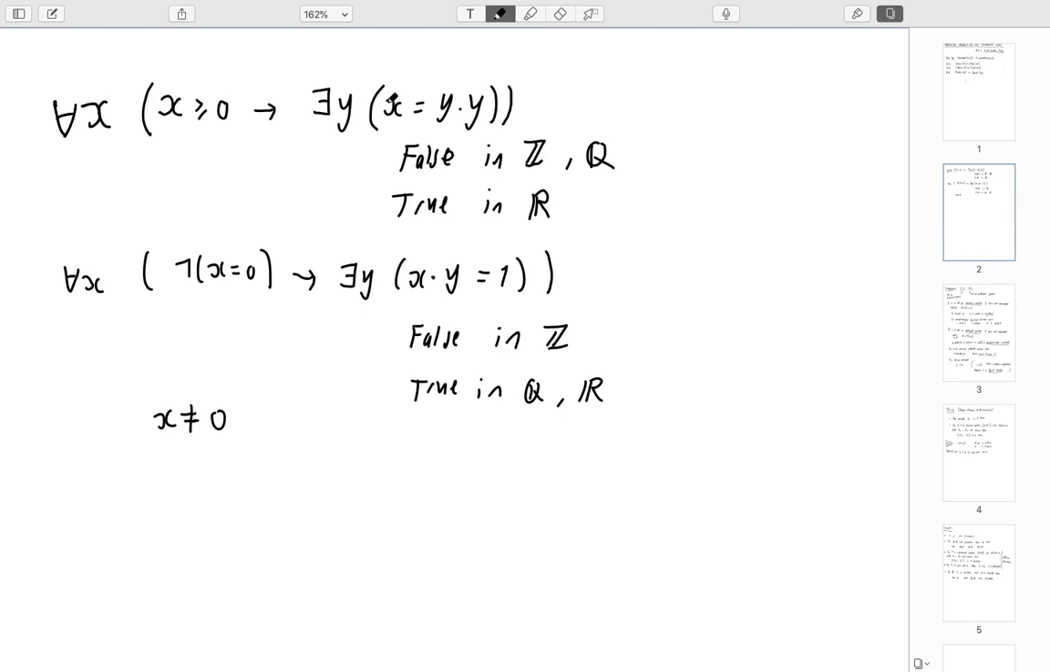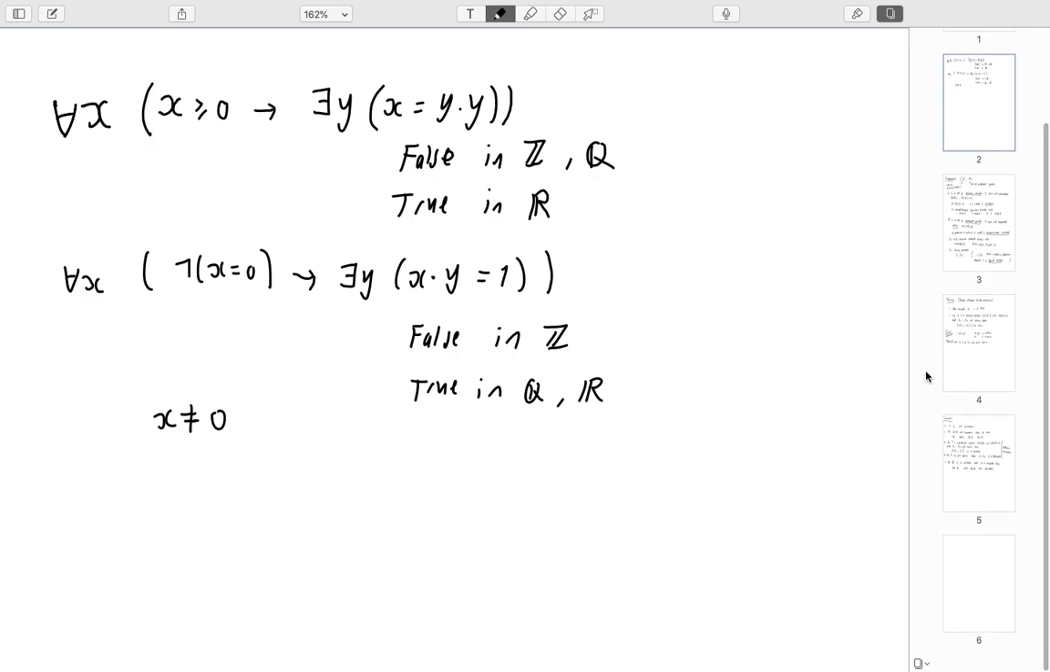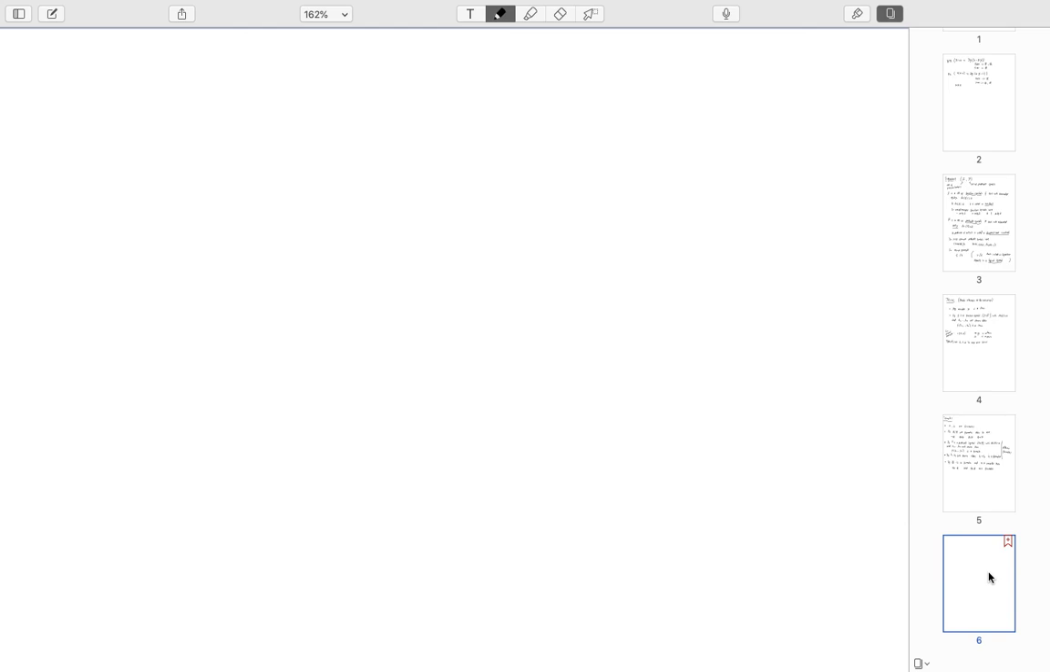So it's going to be very important to look at when a formula has the property that all its variables are quantified, and such formulas are called sentences. So let's make the definitions that we need to talk about sentences. Let's go to a fresh sheet of paper.